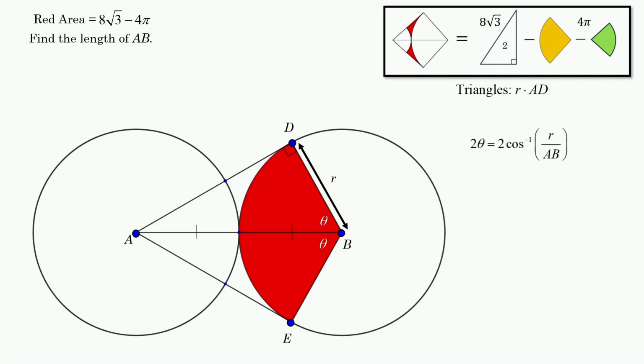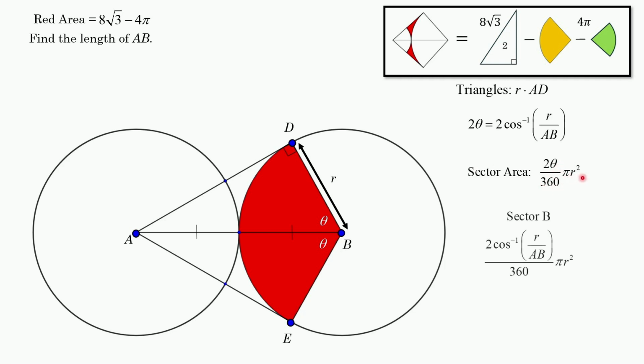And of course, A to B is what we're looking for, right? So let's see here. Let's go ahead and see if we can plug that into the formula for the area of a sector. So our angle, 2 theta divided by 360 times the area of the entire circle. And we know that 2 theta is equal to 2 arc cosine R divided by AB, right?